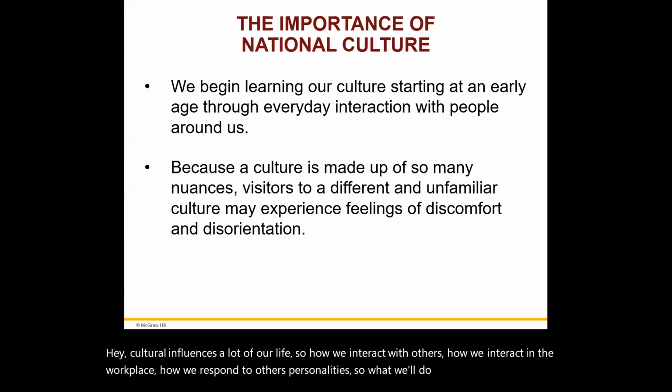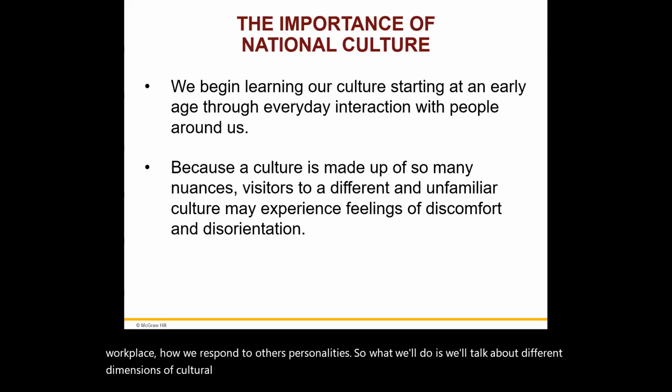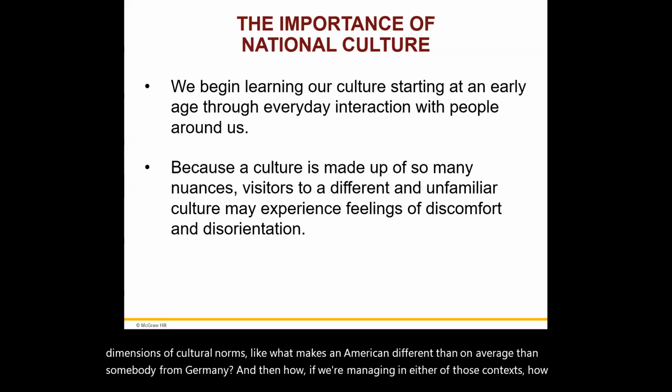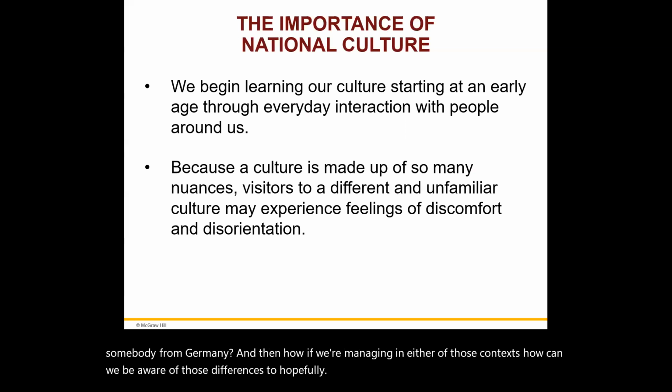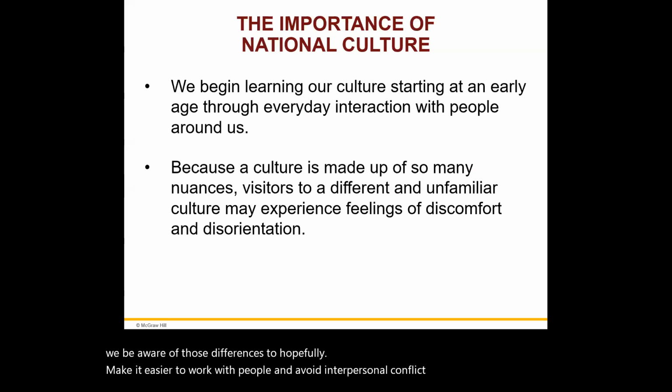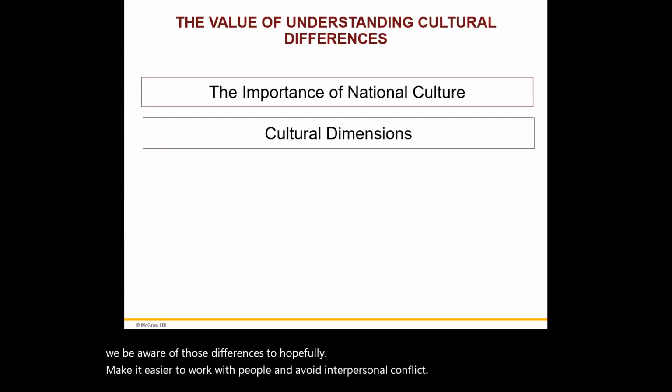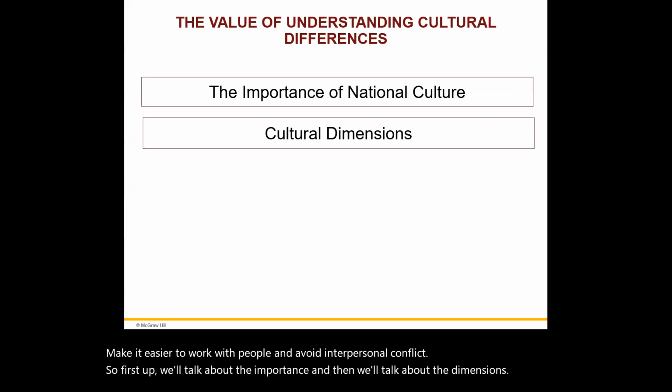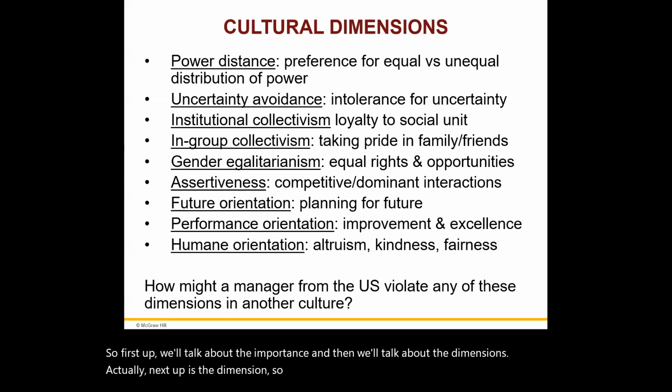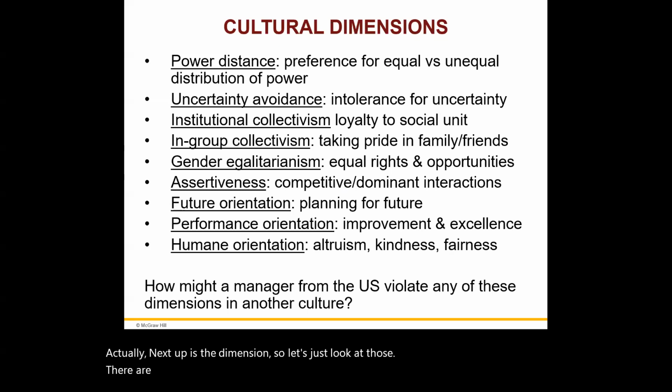So what we'll do is talk about different dimensions of cultural norms, like what makes an American different than, on average, somebody from Germany. And then, if we're managing in either of those contexts, how can we be aware of those differences to hopefully make it easier to work with people and avoid interpersonal conflict. All right, first up, about the importance, and then we'll talk about the dimensions. Actually, next up is the dimensions, so let's just look at those. There are, I think, 9 dimensions here. You do not need to know all of them. However, I think they're cool to look at and useful to know for your interpersonal dealings.